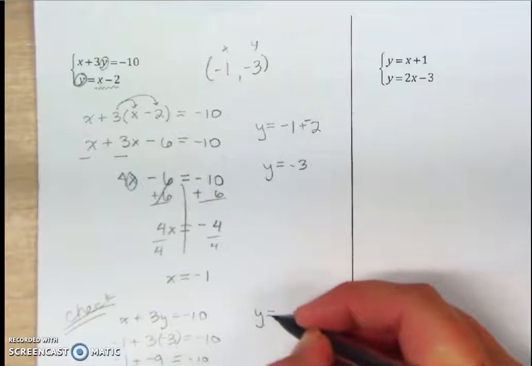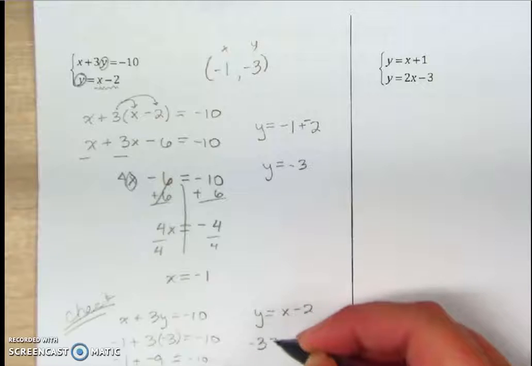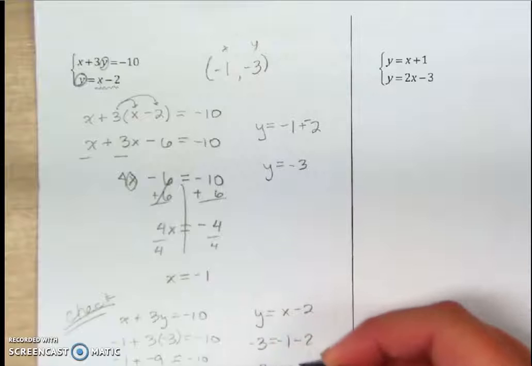Now the second equation. Y equals x minus 2. I'm saying y is negative 3 when x is negative 1, and that does work out to negative 3 on both sides. So we know we're correct. All right, let's try one of these.